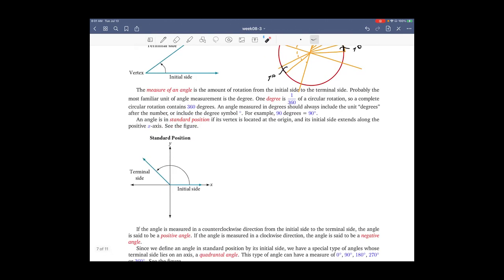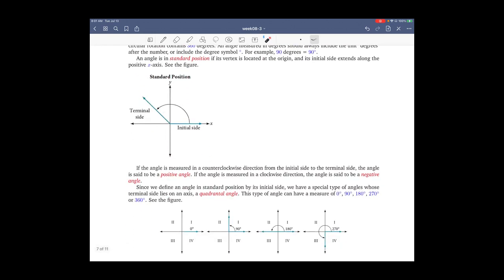An angle in standard position is an angle introduced to the coordinate plane where the vertex of the angle is at the origin and the initial side extends along the positive direction of the x-axis, like in this picture.